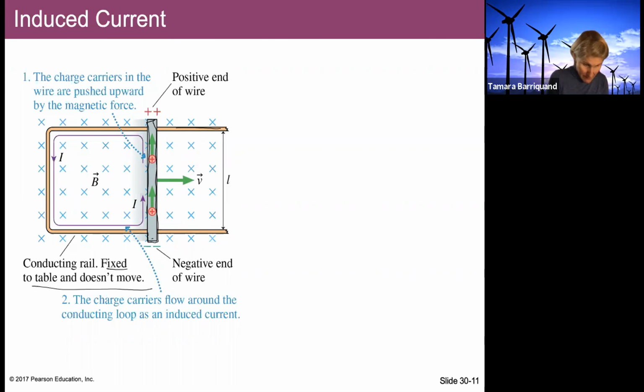So we have the positive end of our wire here and our negative end of our wire here. As we move our wire with a velocity v into our field, we can take our right hands and we see that the force will get us to have our positive charges on this side and our negative charges on the other side. And so the charge carriers will then flow around the conducting loop as an induced current. So now that we have a full loop, we can actually get a current, not just a charge separation, not just a motional EMF. And so here's the current that we end up getting around our loop.